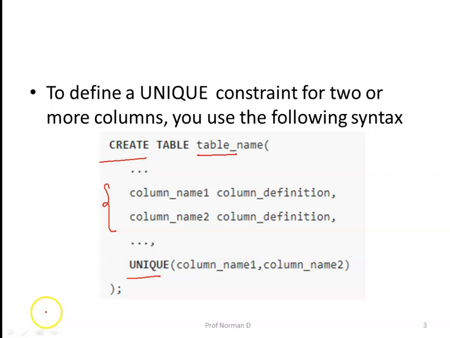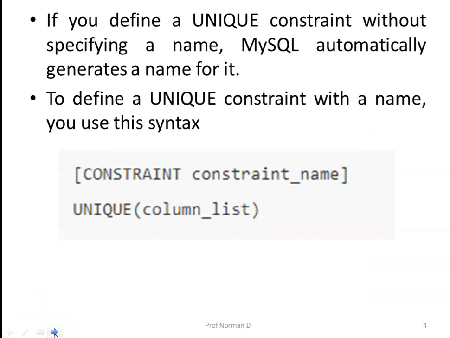So in the syntax you include the unique keyword in the definition of the column that you want to enforce the uniqueness rule. If you insert or update a value that causes duplicate in the column name, MySQL will reject the change and it will give you an error. The unique constraint is a column constraint and you can use it to enforce the unique rule for one or more than one columns. If you define a unique constraint without specifying a name, in this case MySQL automatically generates a name for it.